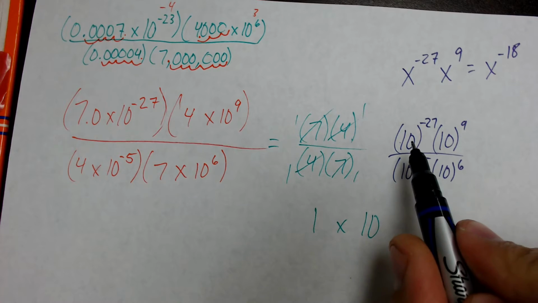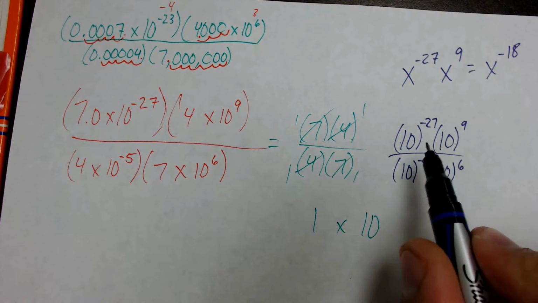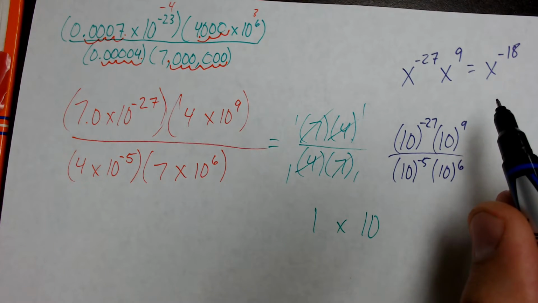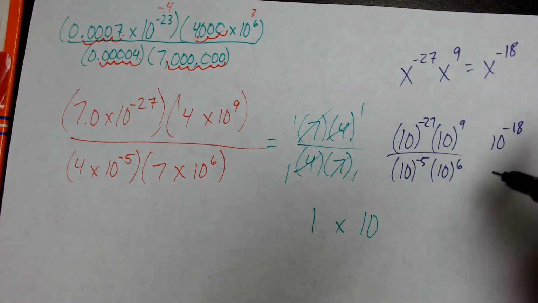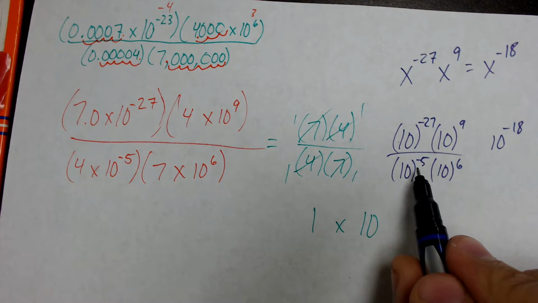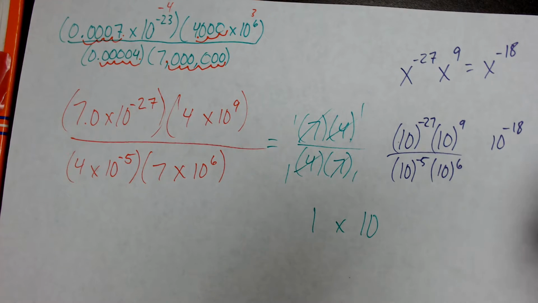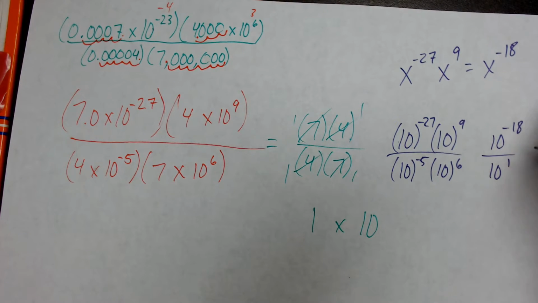The only difference is we know what our x number is. Our x number is 10. We have the same base number, so the same rules apply. So this numerator is going to be 10 to the power of negative 18. Likewise, the denominator, 10 to the power of negative 5 times 10 to the power of 6, is just going to be 10 to the power of 1.